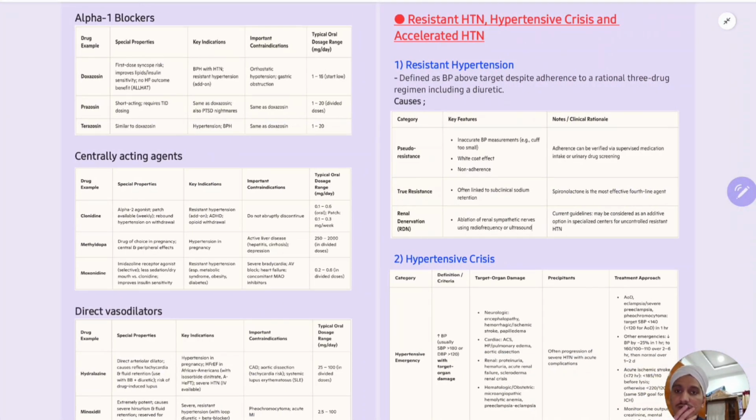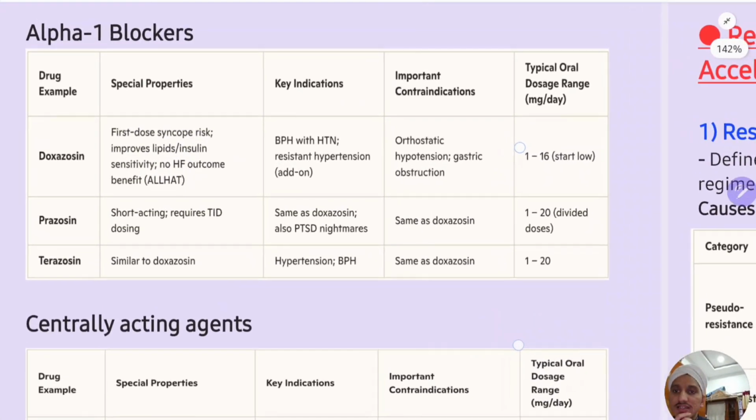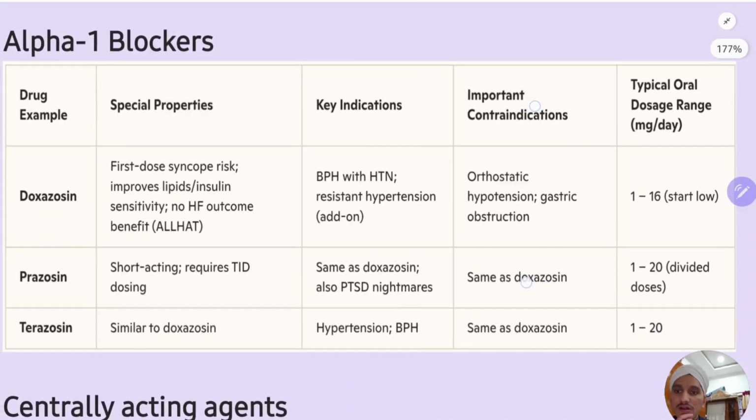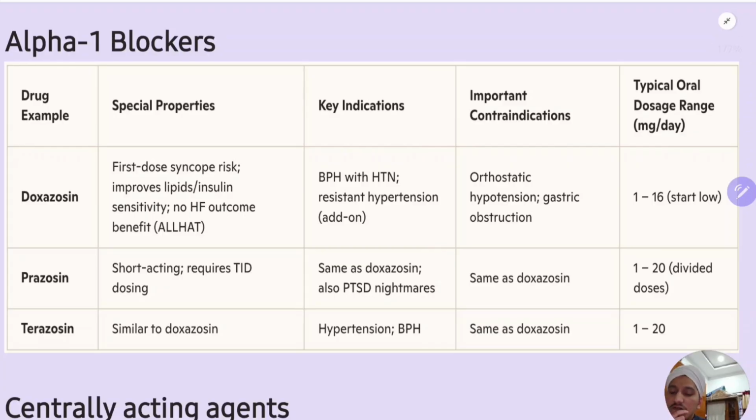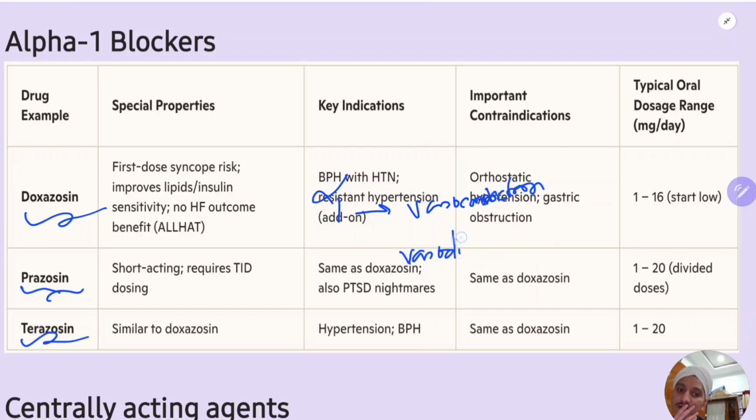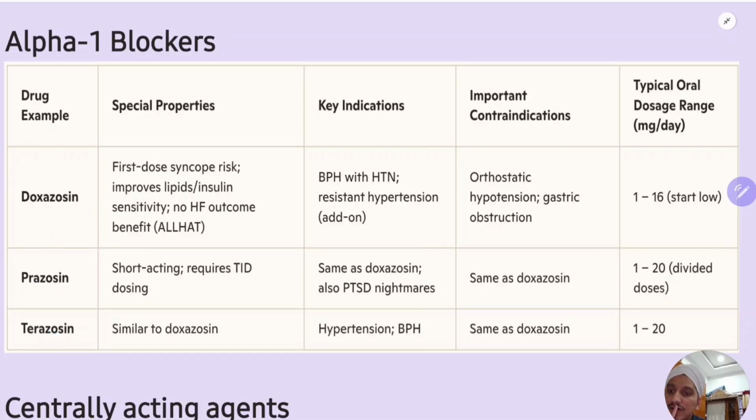Let's move on forwards. So next thing is Alpha-1 blockers. Prazosin, Doxazosin, terazosin. These are the 3 Alpha-1 blockers. So Alpha-1, you remember, it causes vasoconstriction. So Alpha-1 blockers will cause vasodilation. So by causing vasodilation, they will decrease the BP. So first learn about Doxazosin.